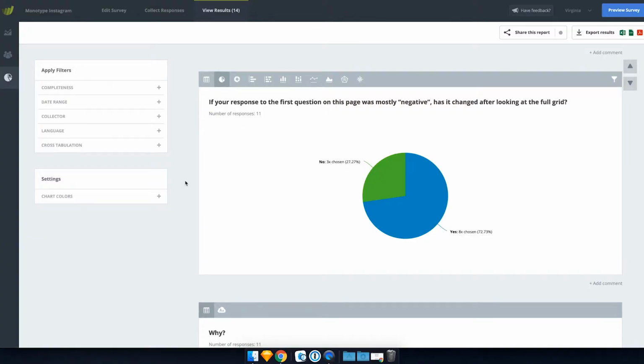And here, a majority of people have answered yes to the question: if your response to the first question on this page was mostly negative, has it changed after looking at the full grid? And I believe this is because the isolated posts were a bit confusing, even though they are more eye-catching or more attractive. Some people haven't really understood what was going on. So when they see the full grid, they are like, oh, okay, now this makes sense.